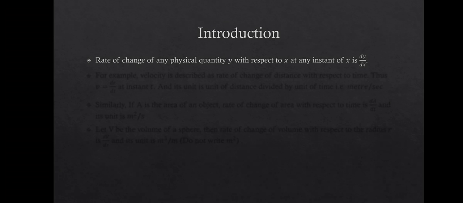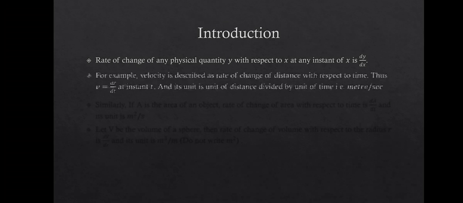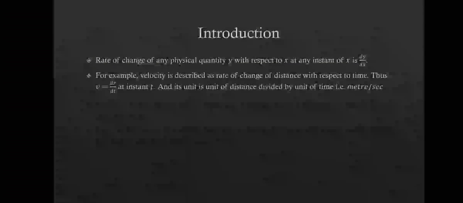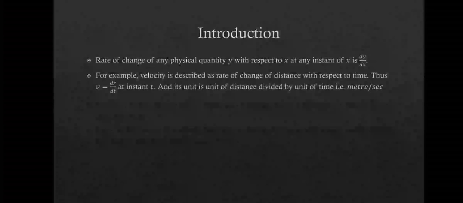For example, if we are talking about velocity, which we already know, it is the rate of change of distance or position with respect to time. So if r represents the position of an object at a particular instant, t is the time and v is the velocity, then obviously v is dr by dt. And as we are talking about physical quantities, the units are very important and we must not forget to put the units here.